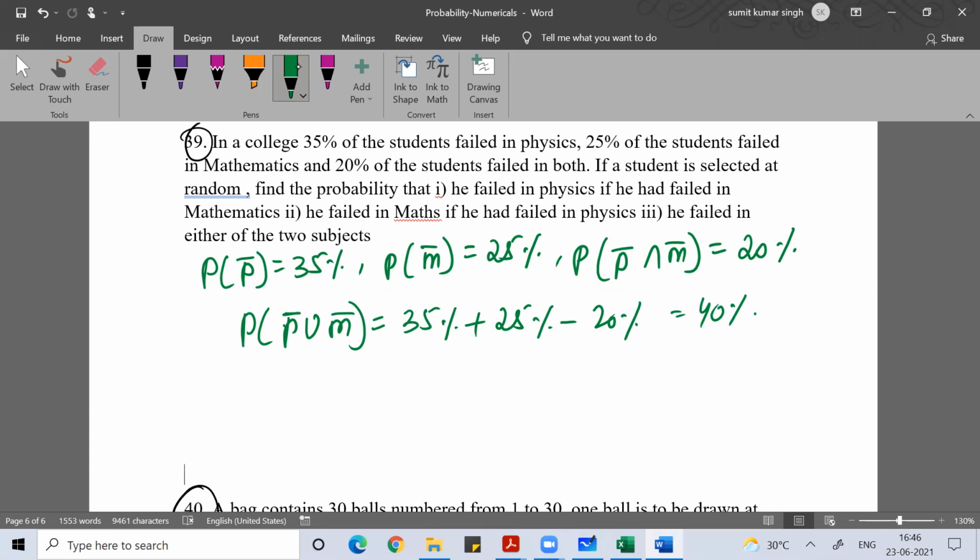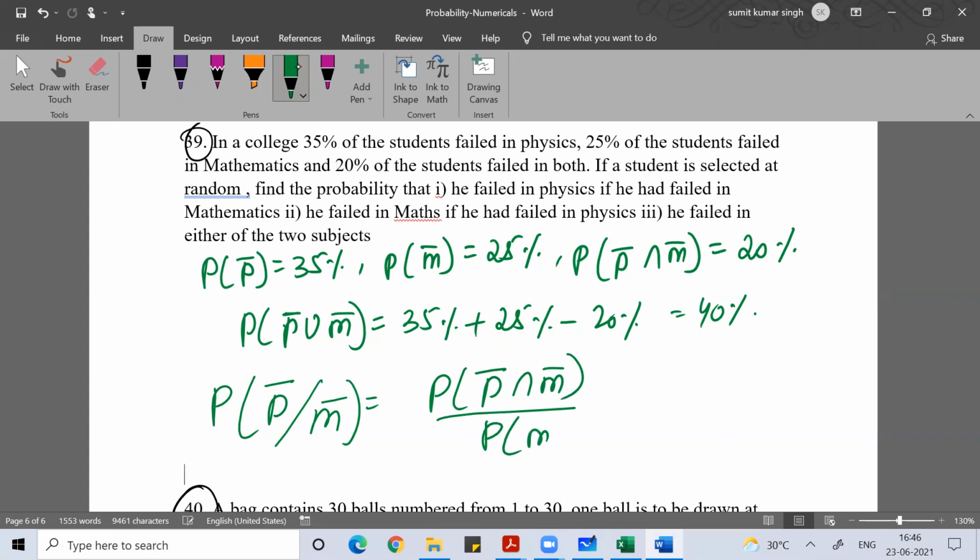If a student is selected at random, find the probability that he failed in physics if he has already failed in maths. So you have to find the probability that the student failed in physics given that he already failed in maths. You use probability of P intersection M divided by probability of M dash. The intersection is already given, and M dash, failed in maths, is 25%, so this would be 4 by 5. Clear, everyone?